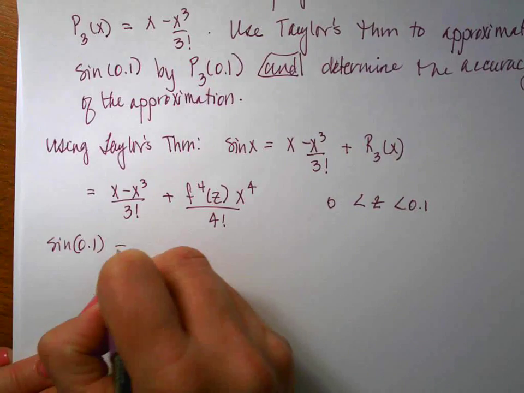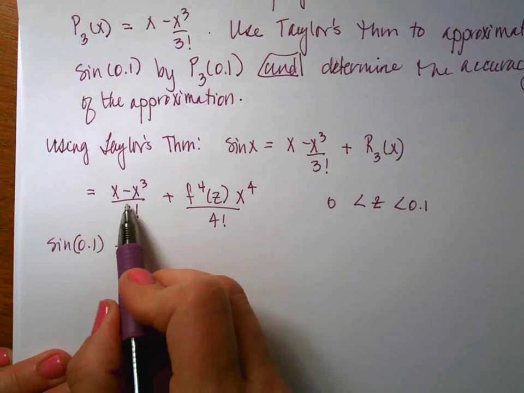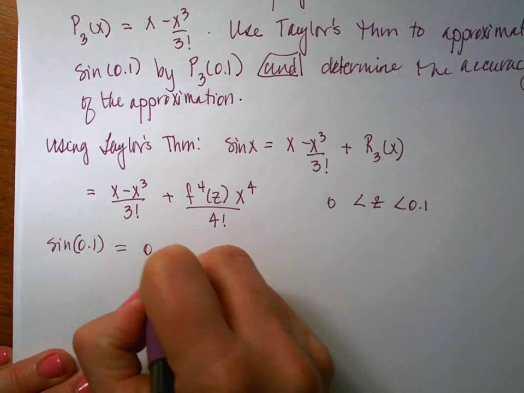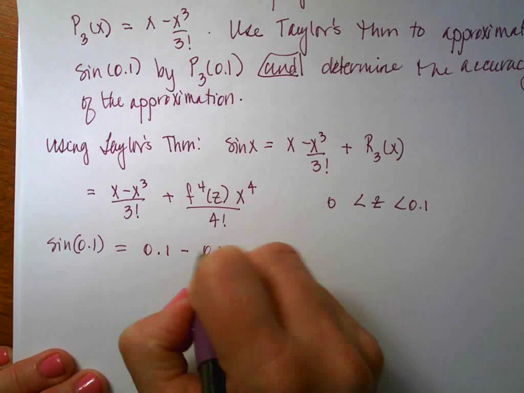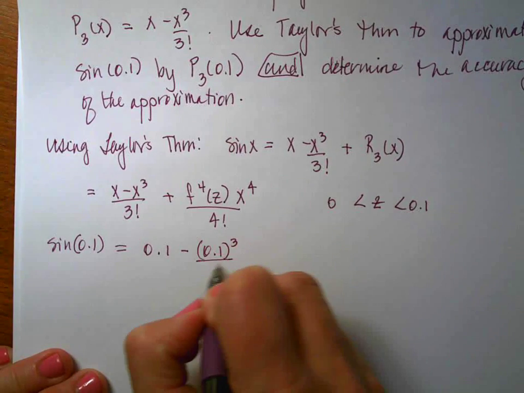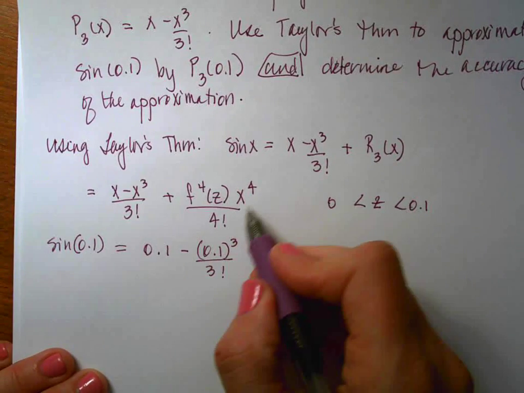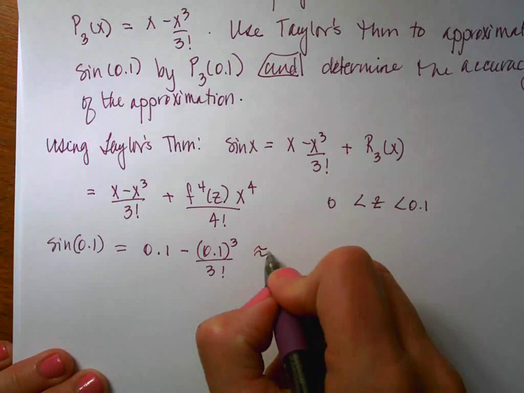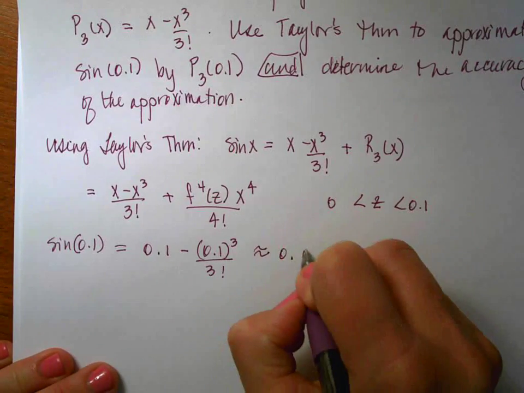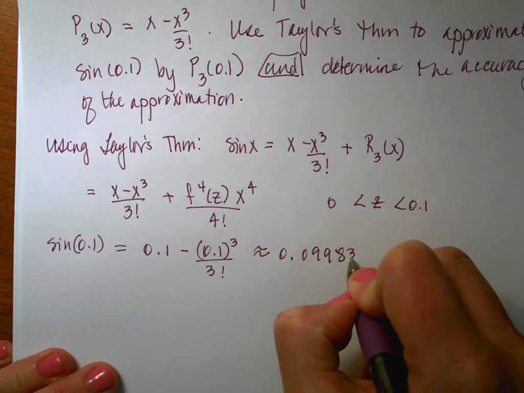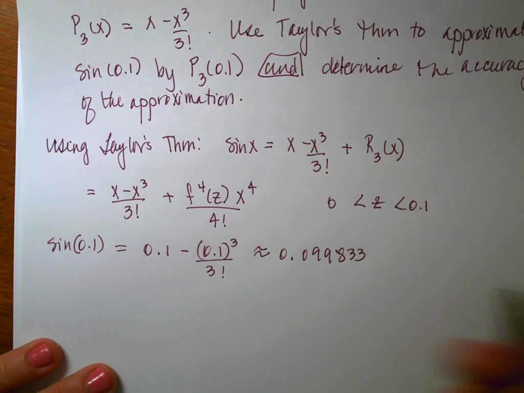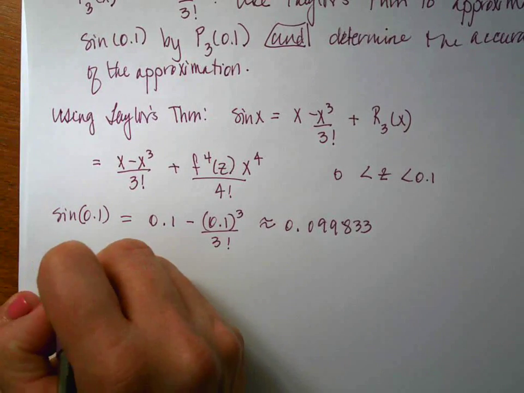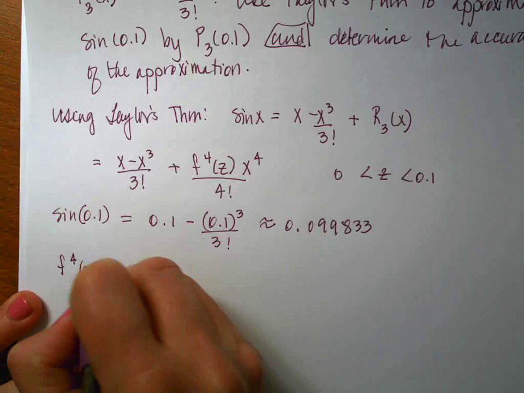Alrighty, so then I'm going to approximate the sine of 0.1. So I'm going to substitute these values into here. I'm not going to manage the remainder at this point. So I'm going to get 0.1 minus 0.1 to the third over 3 factorial. So remember, I am neglecting the remainder at this point. And this is approximately equal to this lovely decimal, 0.099833. Okay? So now I'm going to calculate the remainder.